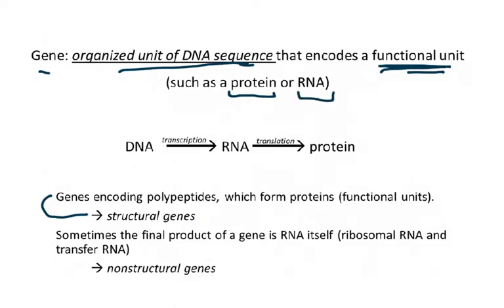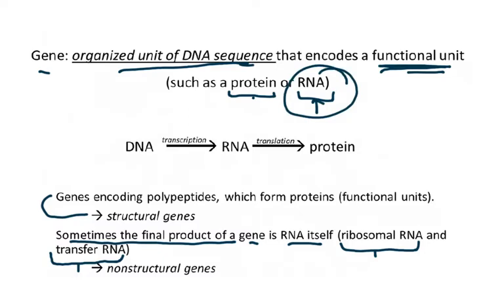And we're going to see that this RNA is actually going to be very useful within the cell. So down here we say sometimes that final product of a gene is just RNA. And the examples that we'll see throughout this lecture are the existence of something called ribosomal RNA. This is going to be important for making ribosomes. And then we'll also see transfer RNA. This is going to be important for that translation process. So when that final product is actually not a protein, but is instead just RNA itself, this is considered a non-structural gene.